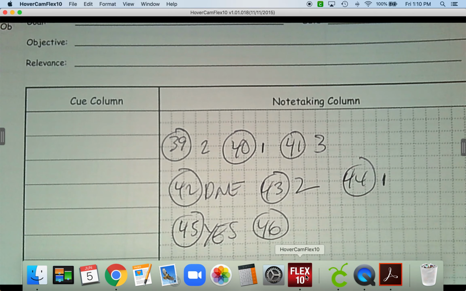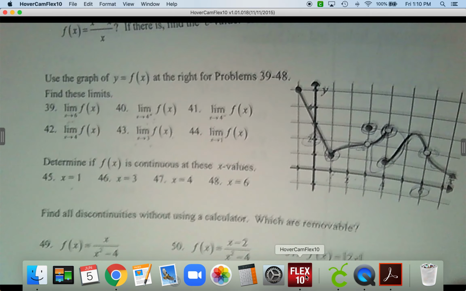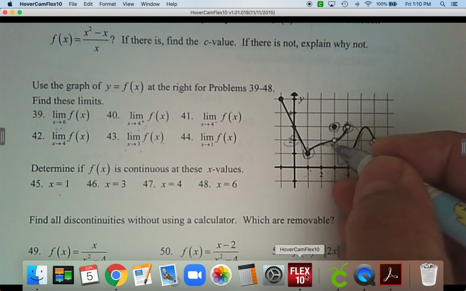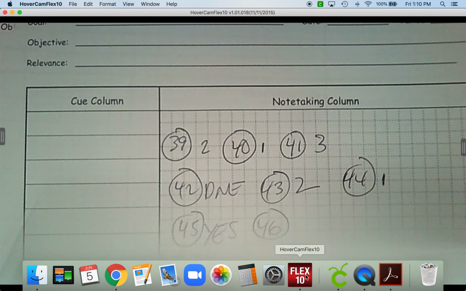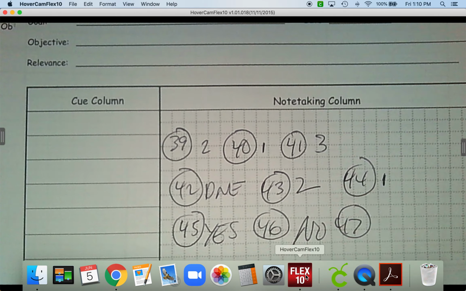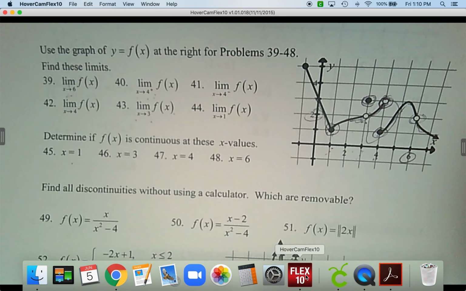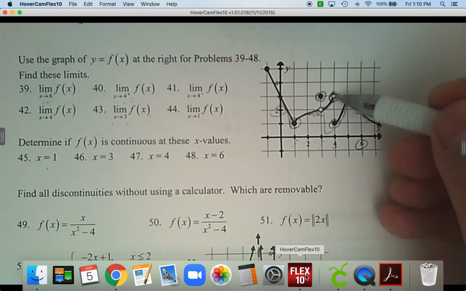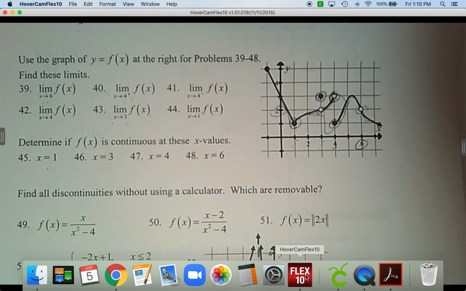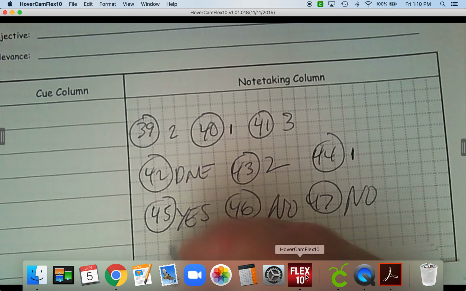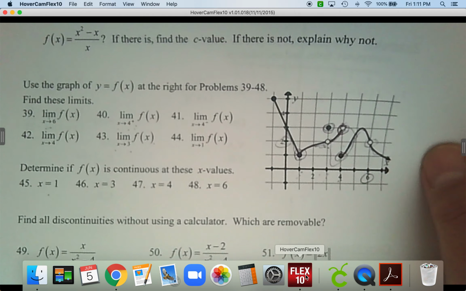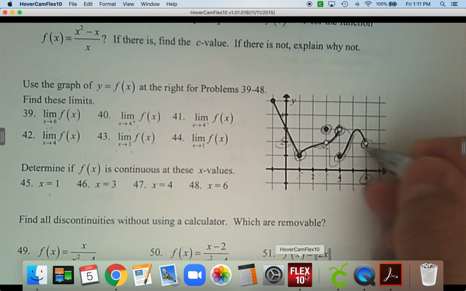For 46, is it continuous at x equals 3? So at 3, I see a hole. That hole tells me it's not continuous. So the answer is no. 47. Is it continuous at those x values? So at 4, what happens at 4? I see a jump, not continuous. 48. When x equals 6, what happens at 6? There's a hole at 6, not continuous.